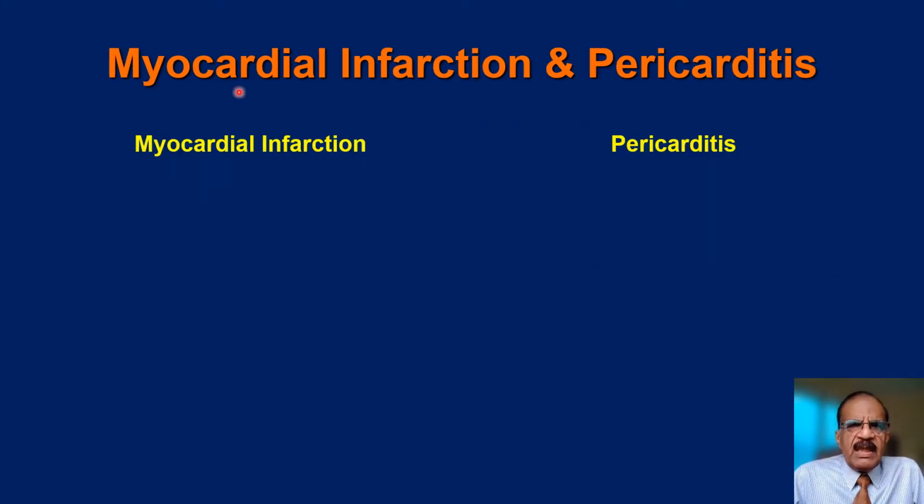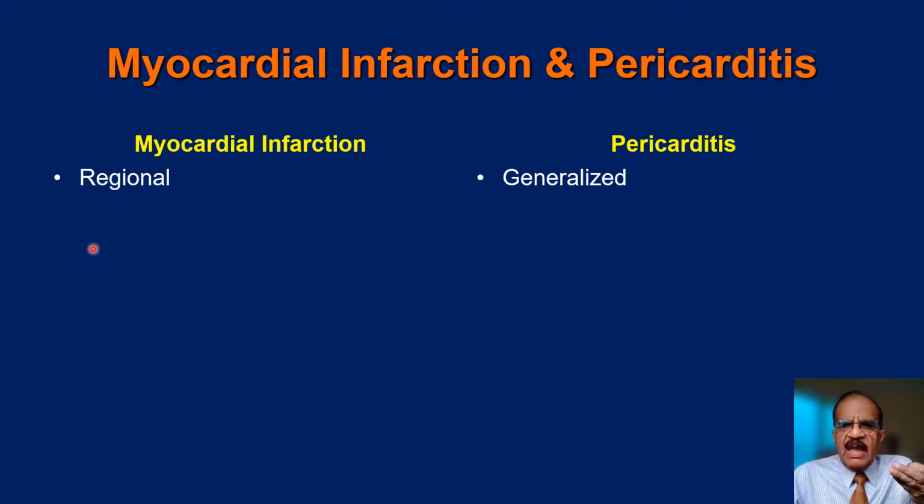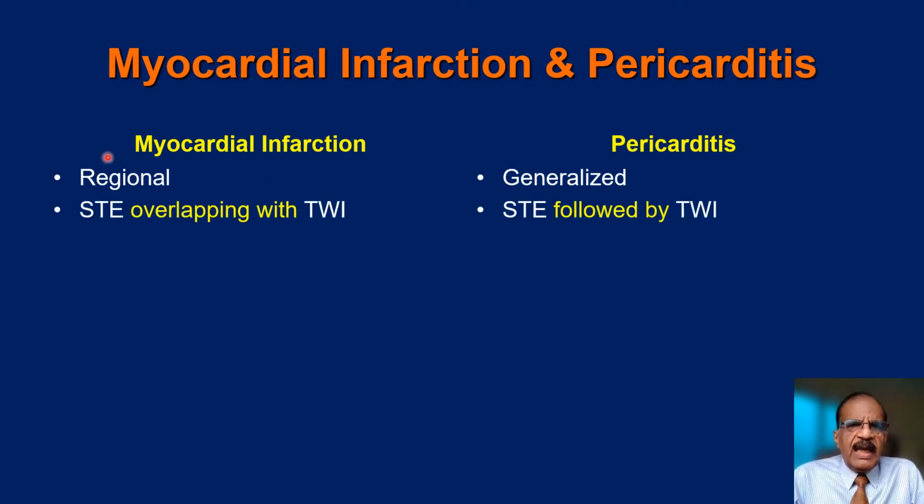Further comparison, myocardial infarction versus pericarditis. In myocardial infarction, the changes are regional depending upon which artery is affected. It is anterior, posterior, inferior. Whereas in pericarditis, it is generalized because pericarditis always affects the entire pericardium. In myocardial infarction, ST segment elevation overlaps with T wave inversion.